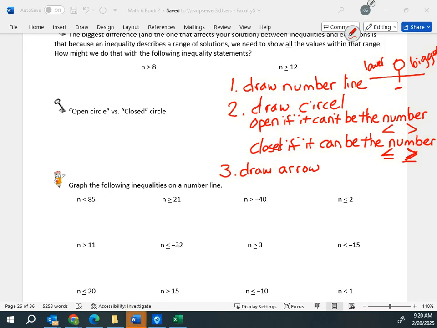Any questions on this one? You need to remember all three steps: number line, circle, open or close, and the arrow. Which direction is the arrow going? So all three steps need to be done for this objective.